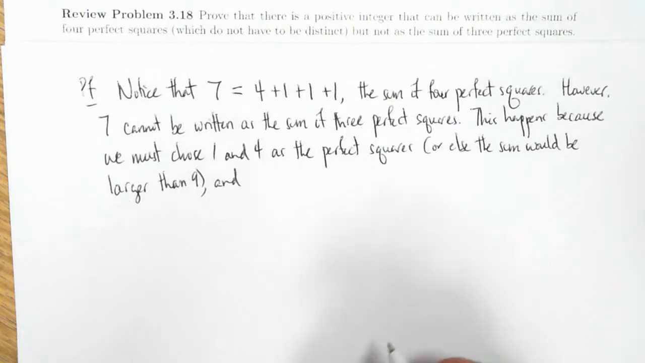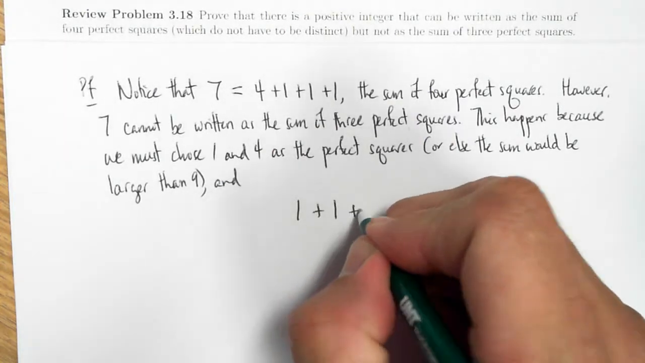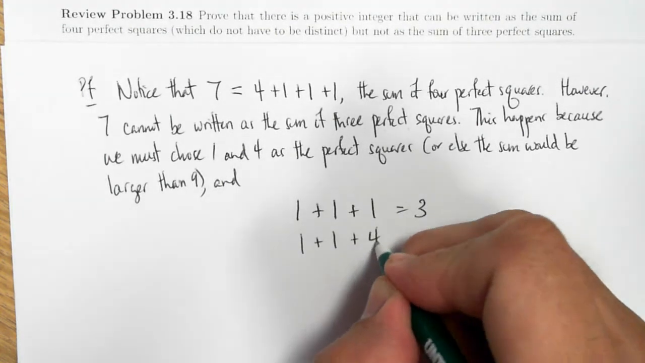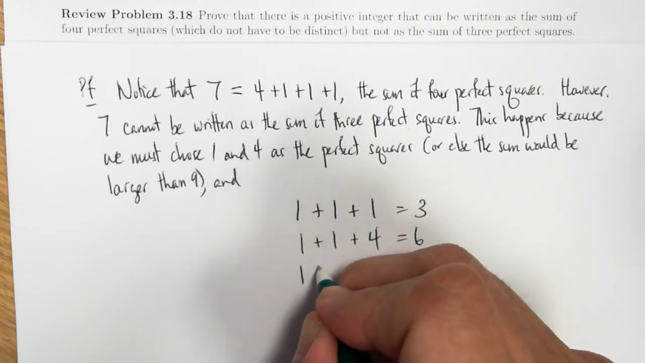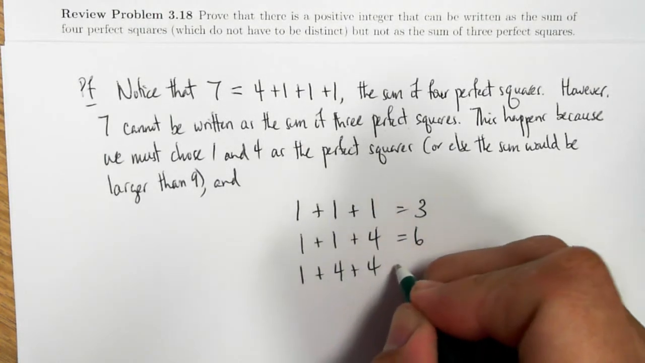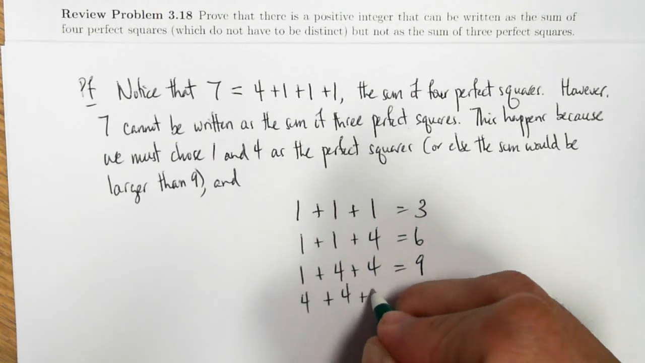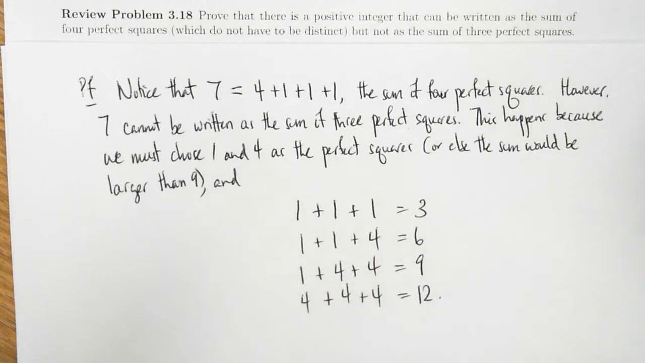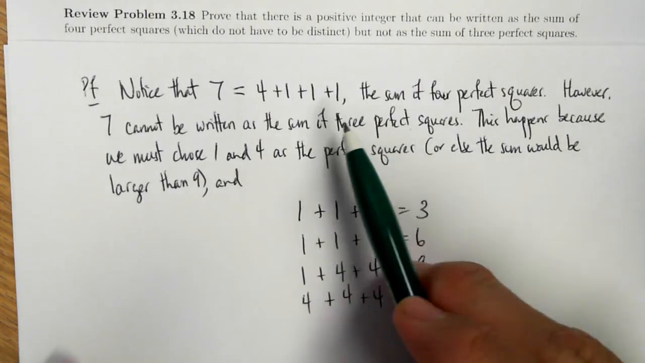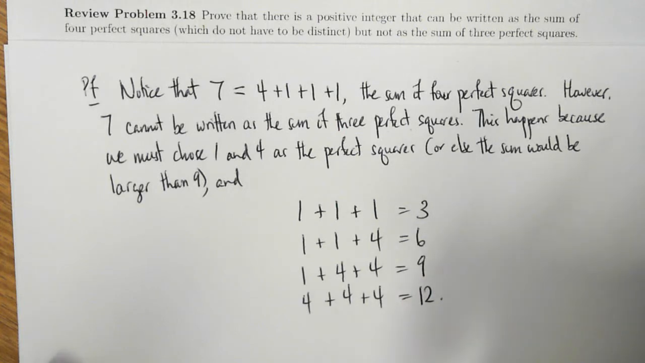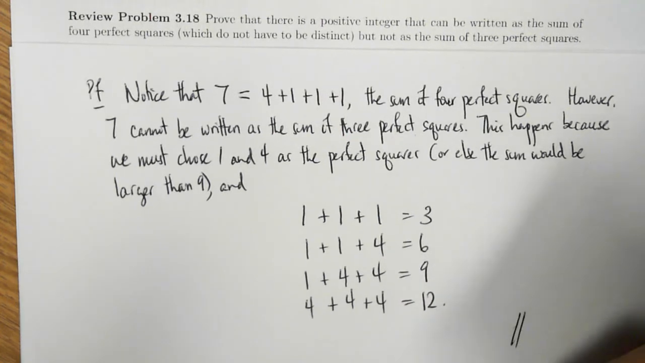And, well, if I take 3 1s, that's equal to 3. If I take 2 1s and a 4, that's equal to 6. If I take 2 4s and a 1, that's equal to 9. And if I take 3 4s, I get 12. So 7 can be written as the sum of 4 perfect squares, but it cannot be written as the sum of 3 perfect squares. And so that's the end of the theorem.